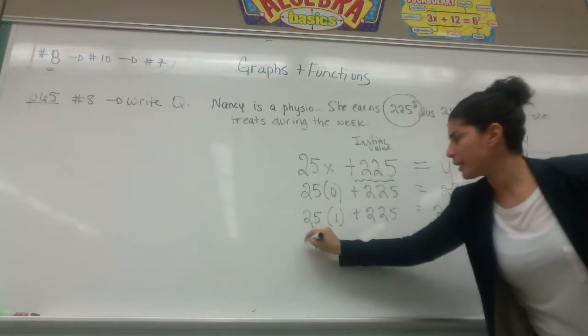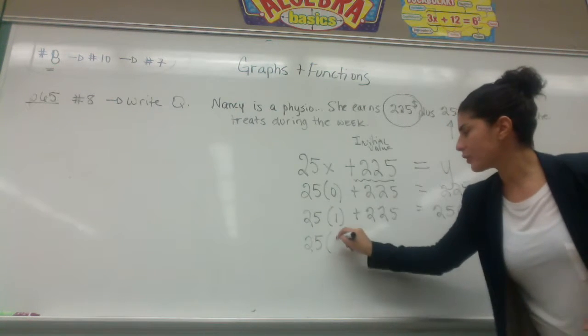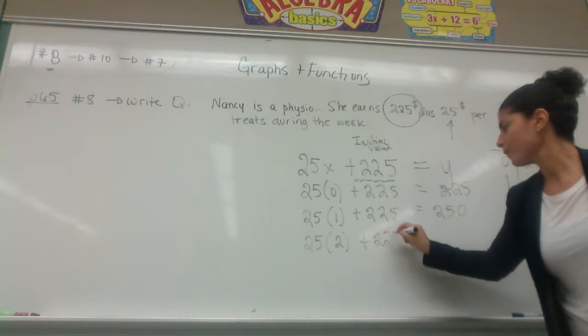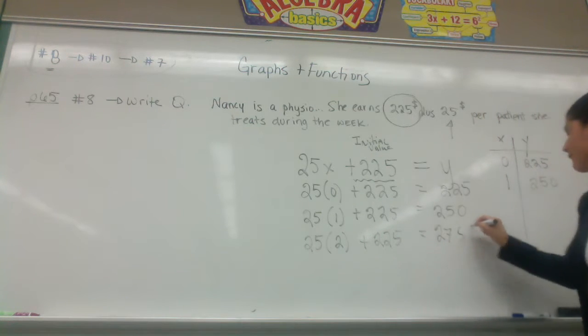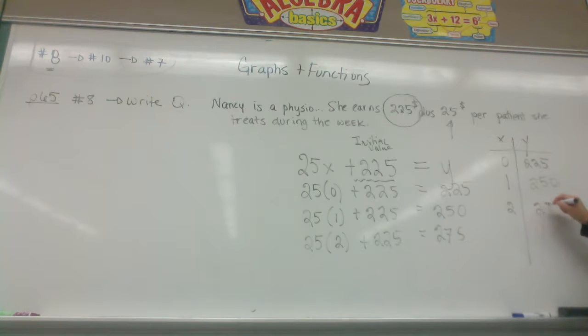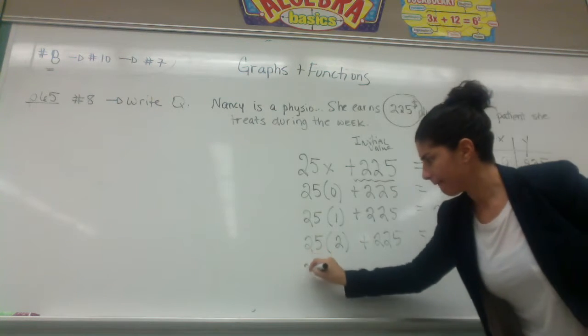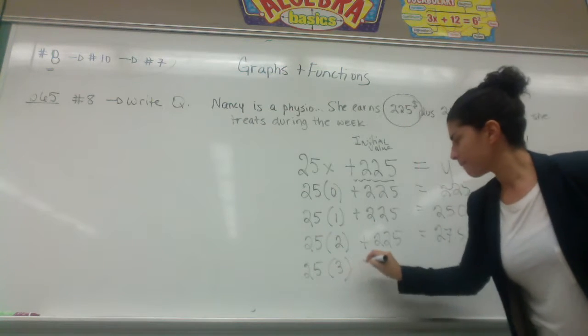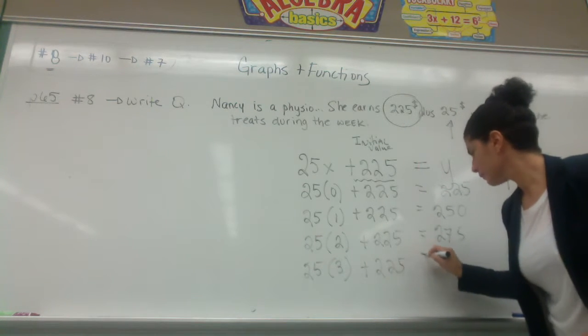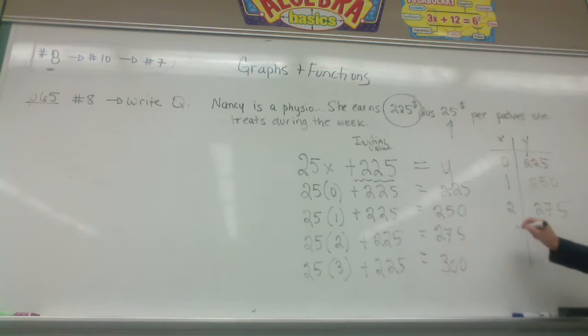If I get 2 patients, if Nancy gets 2 patients, $275. And let's do one more of 3 patients. $300. 3 patients, I make $300. And this is where I'm going to tell you the independent variable versus the dependent variable.